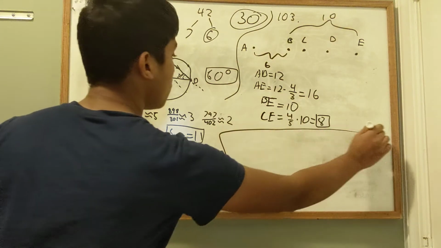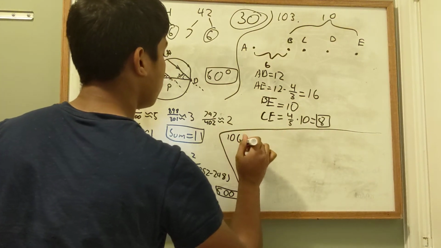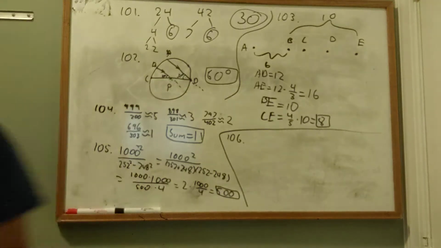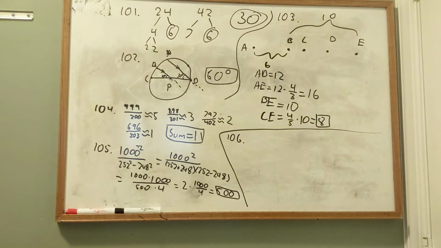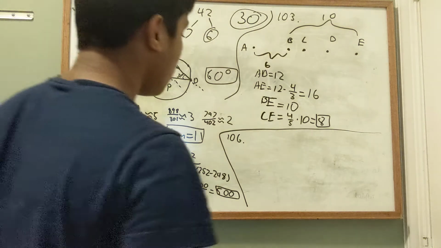I'll try to fit one more here. 106. This figure has a rectangle inscribed in a circle, but that actually doesn't matter. The rectangle has integer sides and integer diagonal lengths. And it asks what's the smallest possible area of the rectangle.